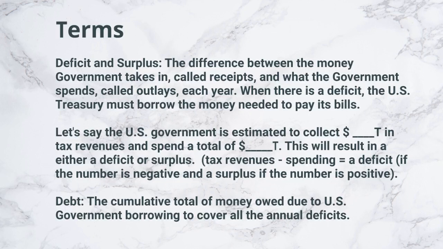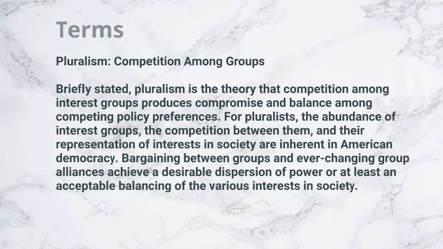Debt, on the other hand, is the cumulative total of money owed due to U.S. government borrowing to cover all annual deficits. Another term to consider is pluralism, or competition among groups. Briefly stated, pluralism is the theory that competition among interest groups produces compromise and balance among competing policy preferences. For pluralists, the abundance of interest groups, the competition between them, and their representation of interest in society are inherent in American democracy. Bargaining between groups and ever-changing group alliances achieve a desirable dispersion of power, or at least an acceptable balancing of the various interests in society.